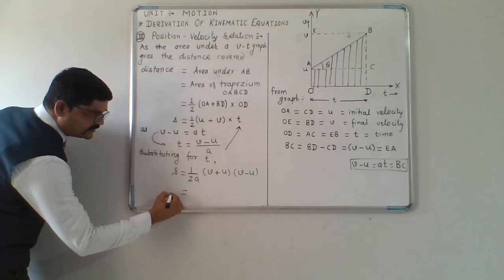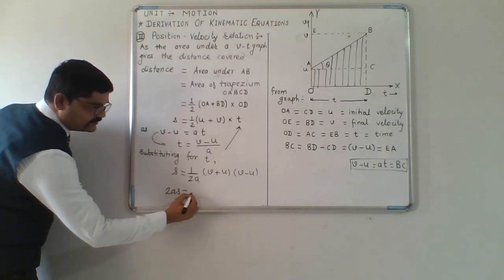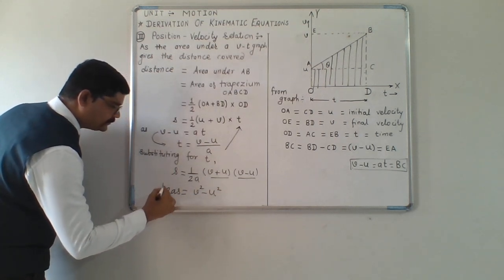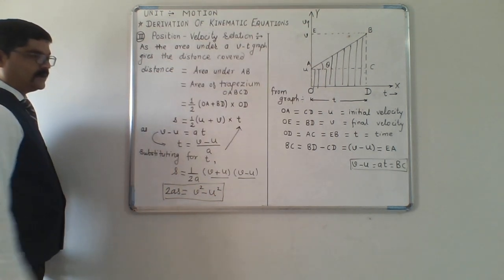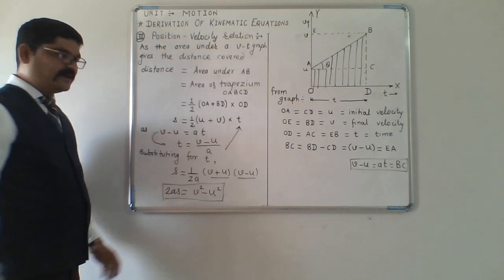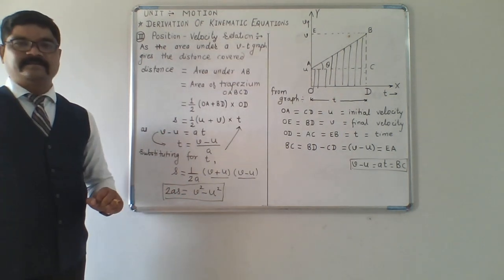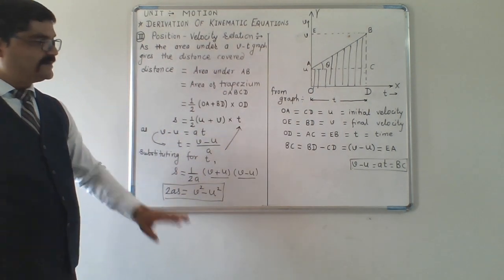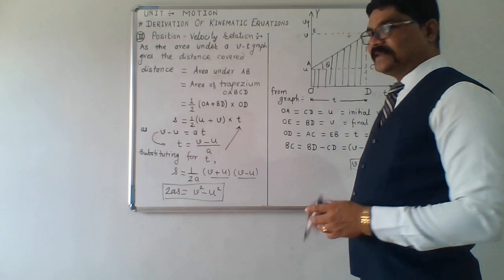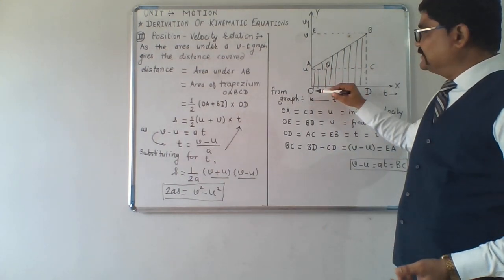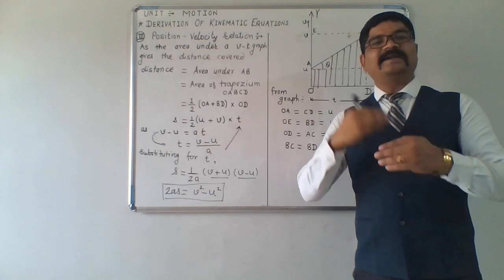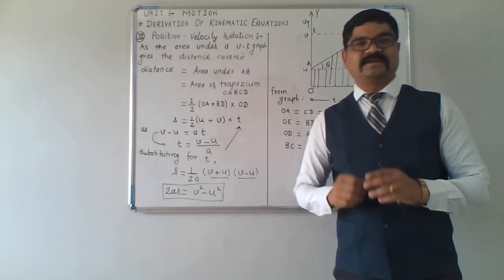That is, this can be written as 2as is equal to, this is a plus b, a minus b, so we can write v square minus u square. This is our final equation. Just bring this u square to this side, we are going to get v square is equal to u square plus 2as. This I am leaving for you. Just try to write down the derivation by taking your own points. That means you plot the graph as it is, just change the names like O, P, Q, R, S, T, and try yourself to derive these equations one after the other.